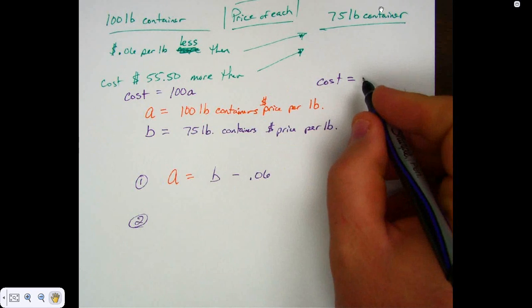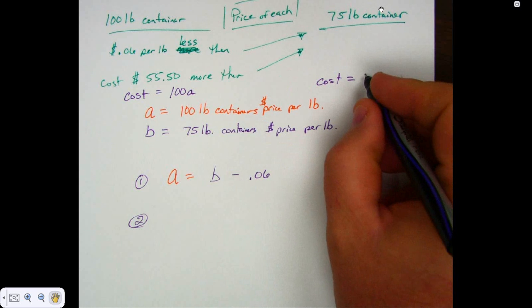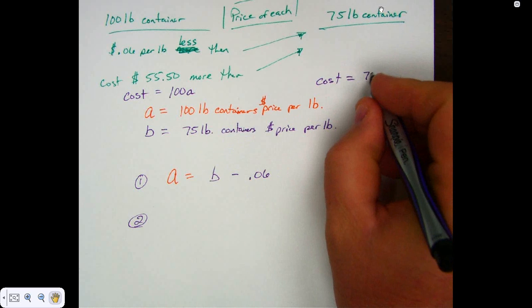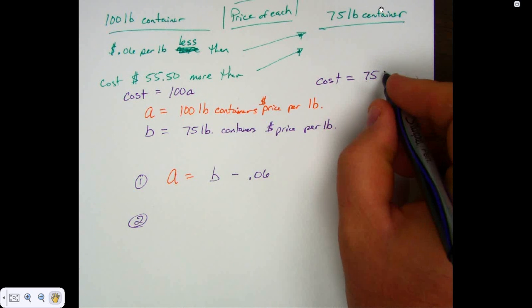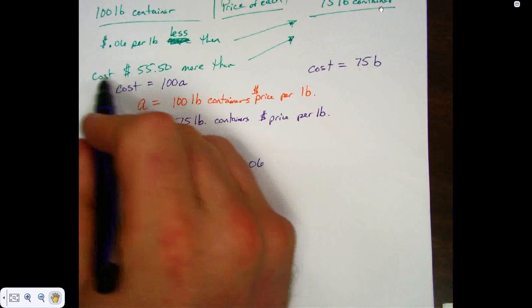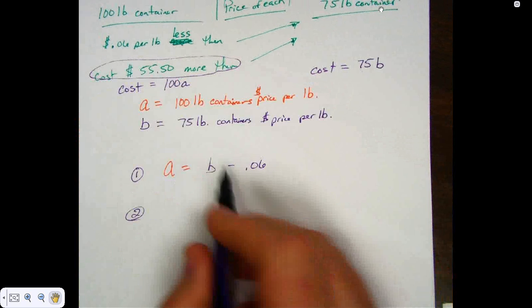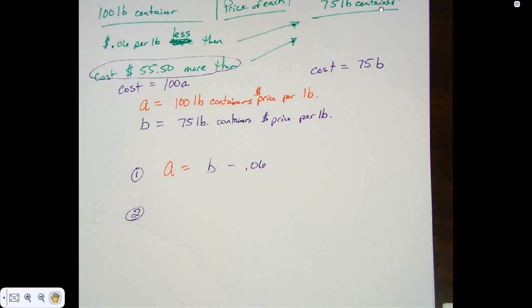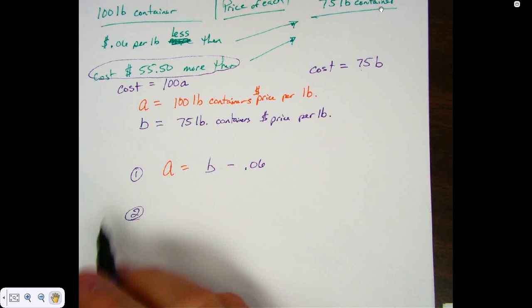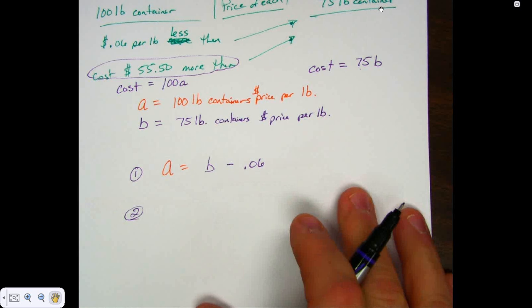How much does this one cost? Well, it costs B dollars per pound, so this one is 75 pounds times B, because we're getting 75 pounds. Okay? So when we're talking about cost, which is what this statement is saying, we need to use 100A and 75B, so we're using the same variables. This one is a little harder to understand, but the equations you come out with are easier. And like I said, I'll go back and do it the other way as well, so you can see both.